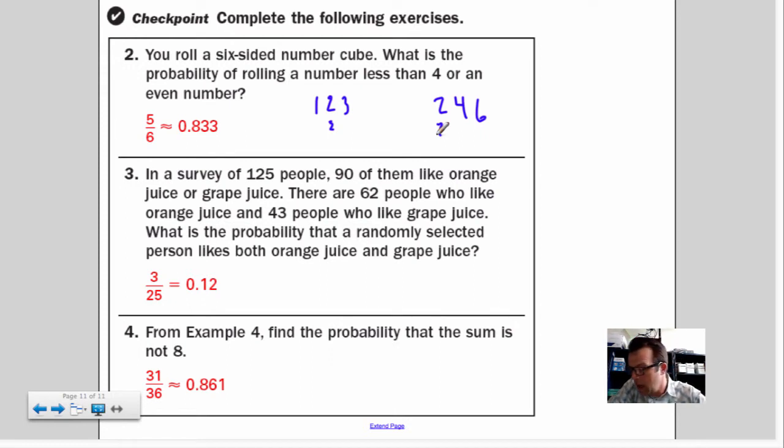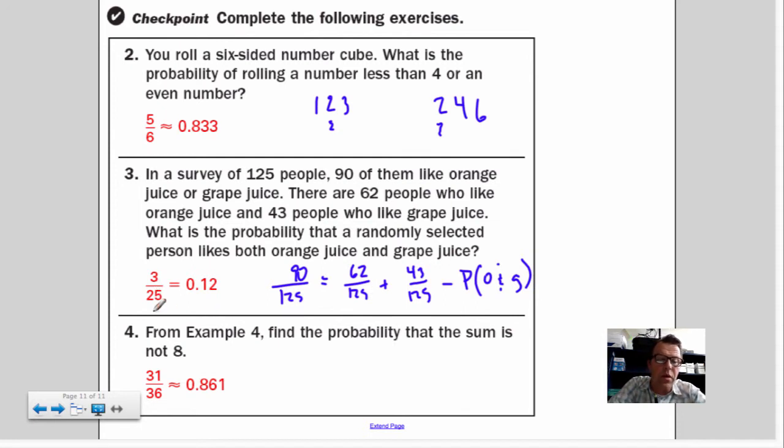So here you go, in a survey of 125 people, 90 of them like orange juice or grape juice. And so you would say that's, in the formula, 90 over 125, which is equal to the probability of those who like just orange juice, 62 out of 125, plus the probability of just grape juice, 43 over 125. And that subtracts away the probability that you like both, that you're trying to figure out, both orange juice and grape juice. I'm just going to use O and G. And so that's your formula, and you should get 3/25.